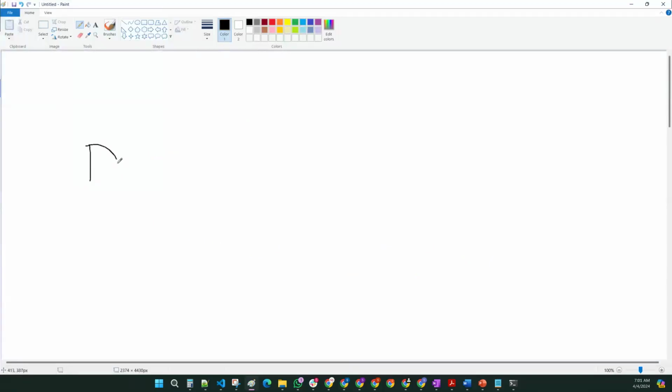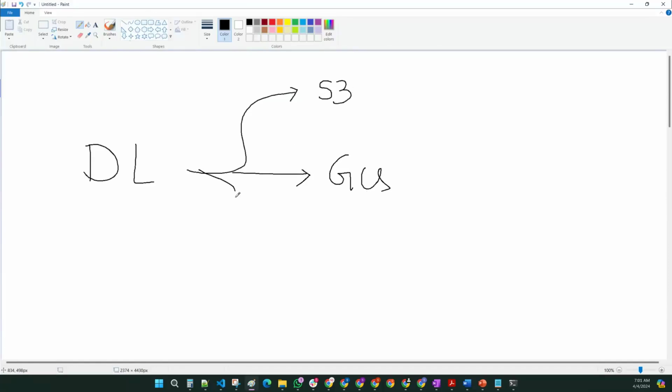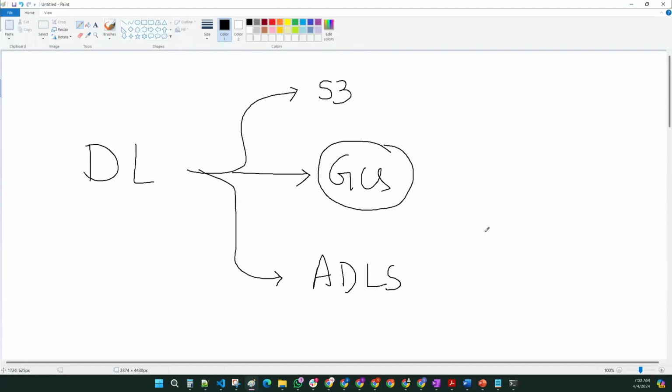Can I call this an S3 bucket in AWS and Blob Storage in Azure? Of course. You can call it a data lake. It can be S3 or GCS. In Azure, you can call it ADLS or Azure Blob Storage. In Google Cloud Platform, we call it GCS. Okay, that is what it is. We will also have roles and policies to be assigned, of course.